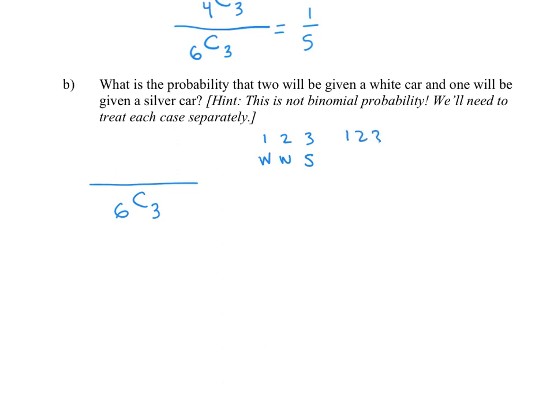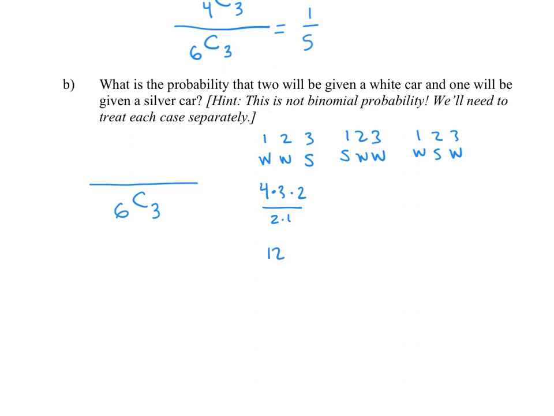We could do a different arrangement. First it could be silver, then white, then white. And there's another order. We could have white, and then silver, and then white. And those are the only 3 ways that we can set these up. Now let's look at how many ways we can select the white, white, and then silver. There are 4 white cars to choose from, and then there are 3 white cars to choose from, and then 2 silver cars to choose from. But we need to divide by how many ways we can arrange the 2 white cars because the order doesn't matter. So divide by 2 times 1. So that would be 12.